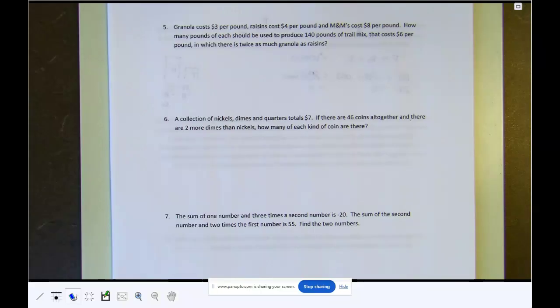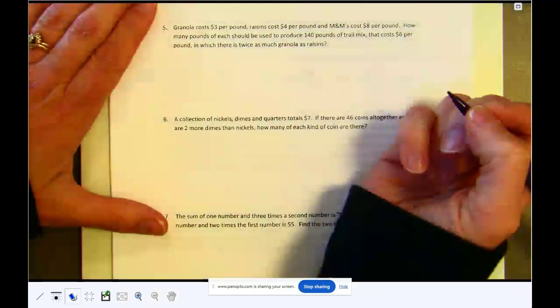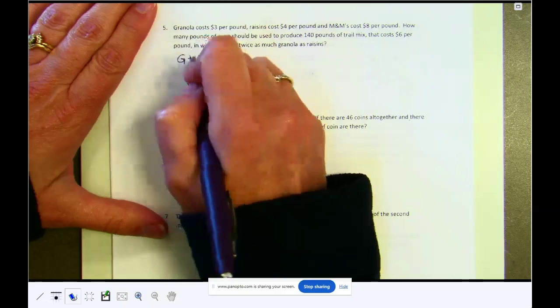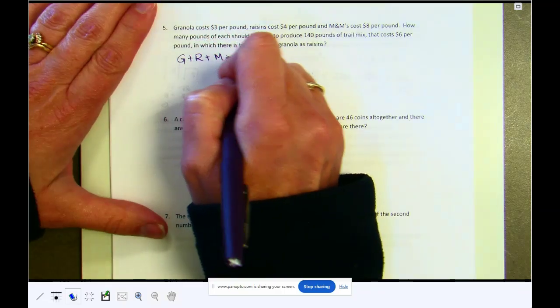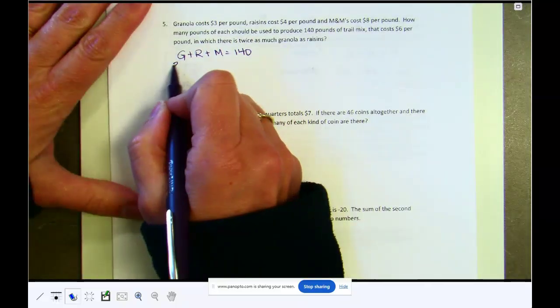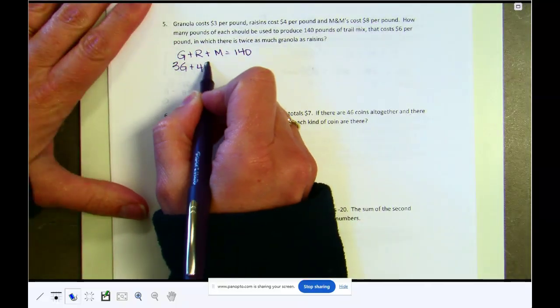You don't have to solve it, so just read the equations this time. What's your first equation? G plus R plus N equals 140. You guys agree or disagree? Do you have that somewhere? I agree. Okay. What's the next one? 3G plus 4R plus 8N equals 840.